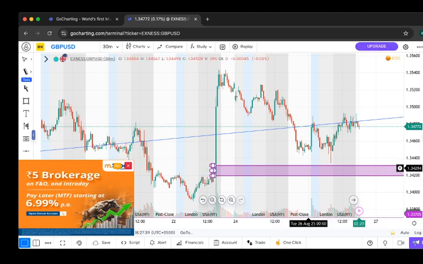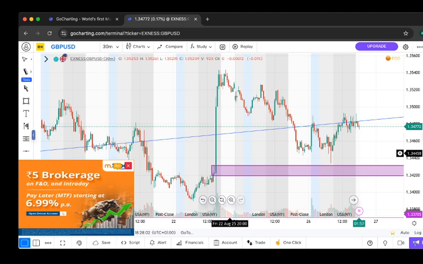Then also you move to your time frame. The higher time frame gives you a stronger confluence. So if you're spotting your supply and demand on a lower time frame and the higher time frame is saying otherwise, then you should know that your current setup is more like a scalping setup.